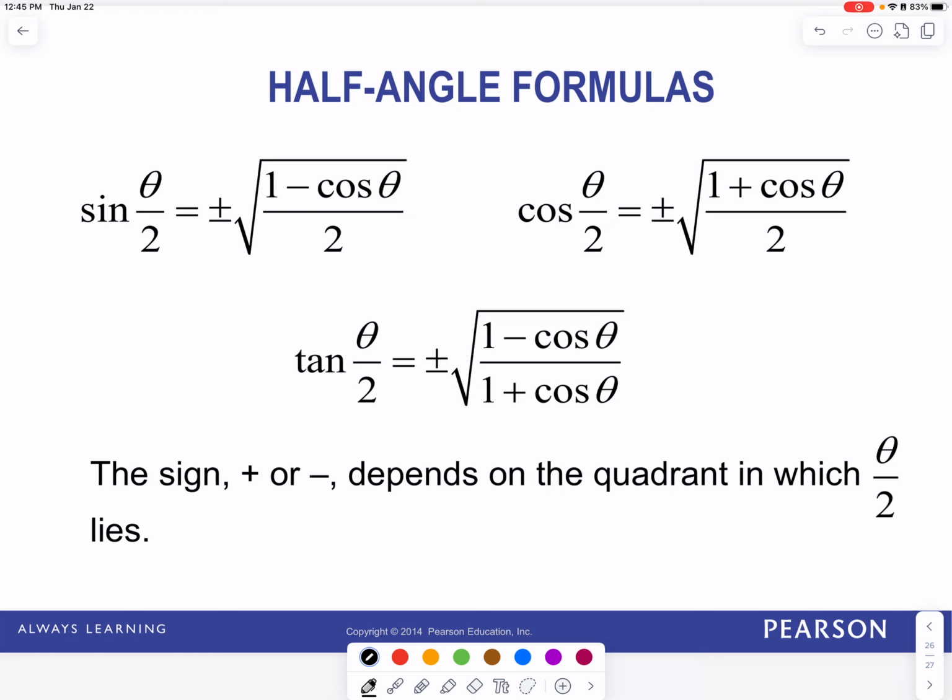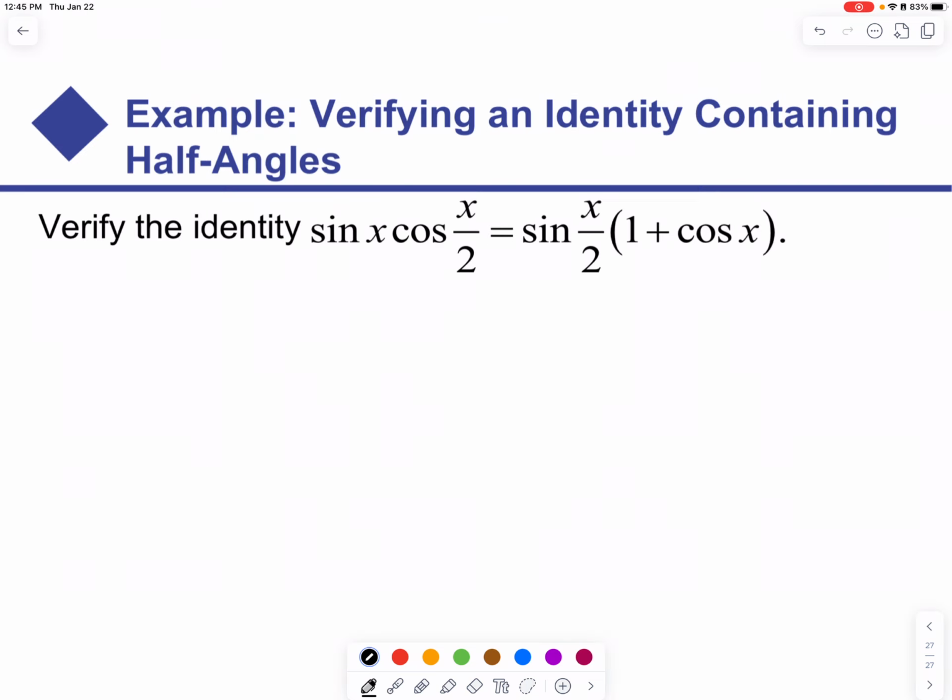Okay, so then we have half angle formulas. So we did some double angle formulas. So then the sine of theta over 2 is plus or minus, I'm sure these come from the double angle formulas. The sign plus or minus depends on the quadrant in which theta over 2 lies. Okay. Then we got an example. Verify this identity.